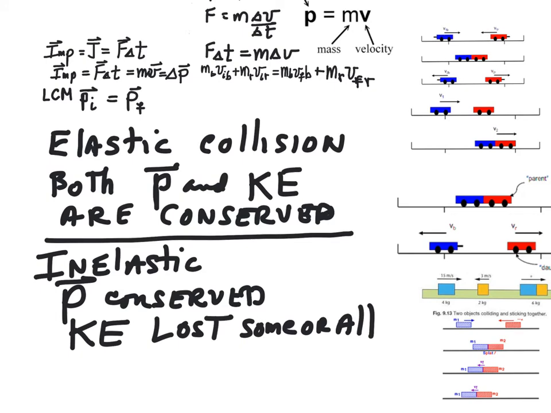Okay, I wrote this out for you to see. The elastic collision, where things bounce off of each other, means that both momentum and energy, kinetic energy, are conserved. A collision is called an inelastic collision if momentum is conserved, but some or all of the energy is lost.